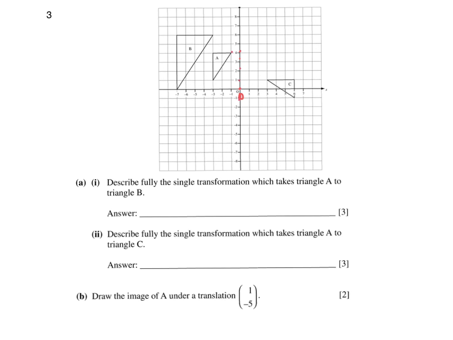So my new corner is there. Repeat this with the other corners. 1 square right and then 5 down. 1 square right and then 5 down. And connect up your shape. And that will be the answer to part B.